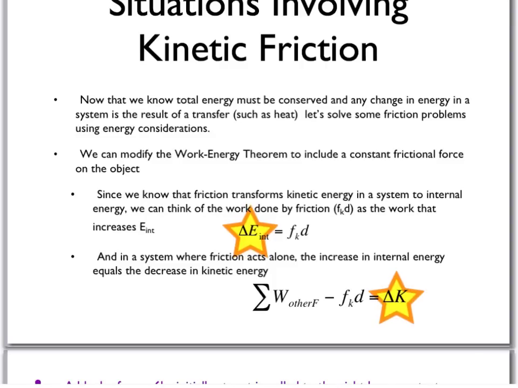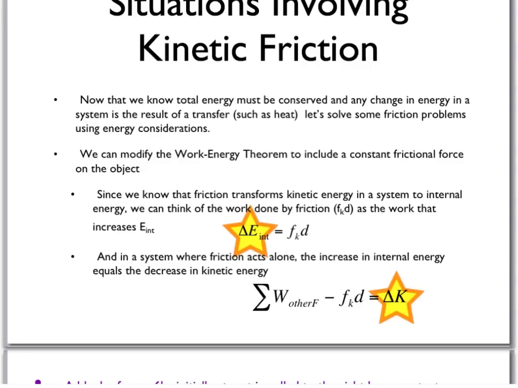Now, based off of our understanding of the last sections, we know that total energy must be conserved. So any change in the energy in a system has to be the result of some sort of transfer. It might be work going in and out, it could be heat, it could be a change in the kinetic energy. What we're going to look at is solving some problems that involve friction, and we want to use energy considerations to get to our solutions.